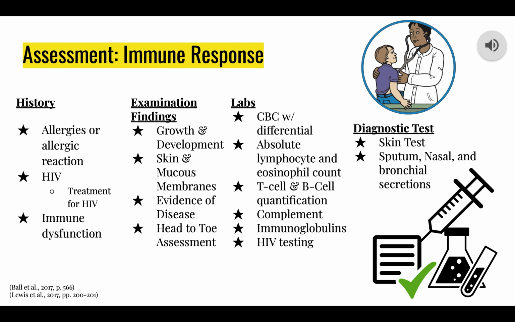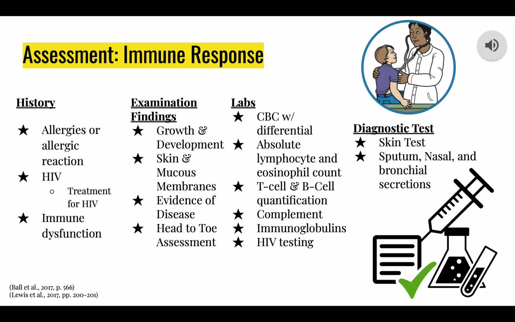Next, moving on to skin and mucous membranes. So we're going to look at this child's skin, make sure it's intact. Are there any lesions or skin abnormalities on the mucous membranes? And if so, we can ask the parent and guardian, do the lesions heal quickly without additional infection? Then we'll be moving on to evidence of disease. So does your child have a history of reoccurring or unusual infections?